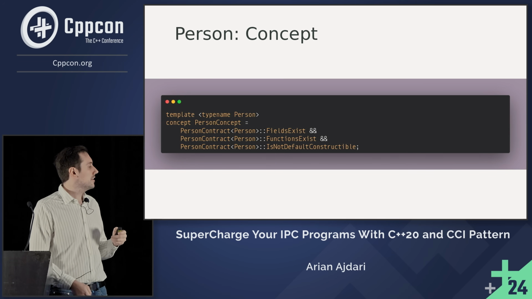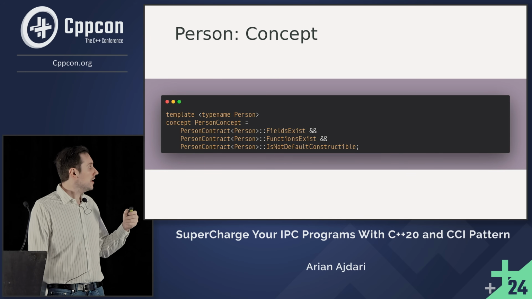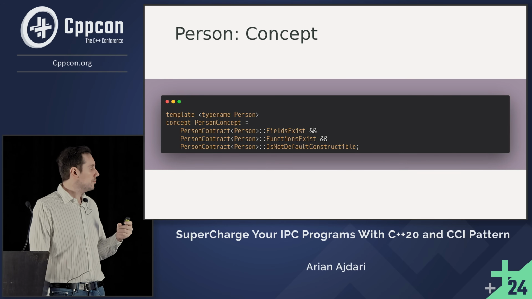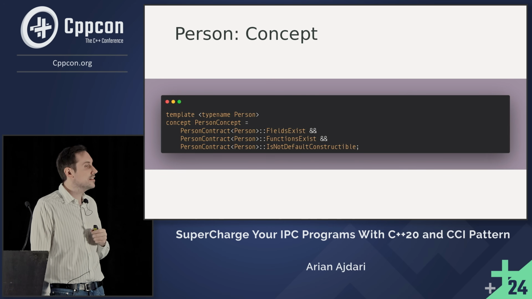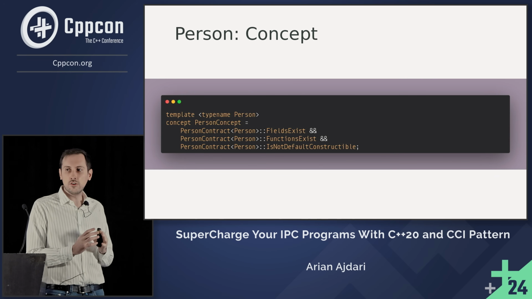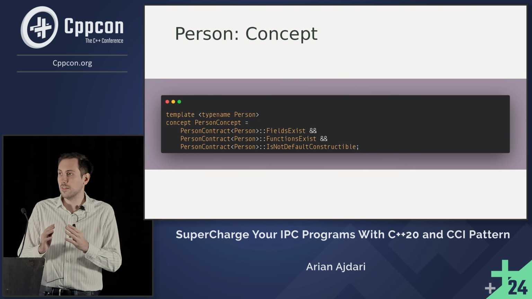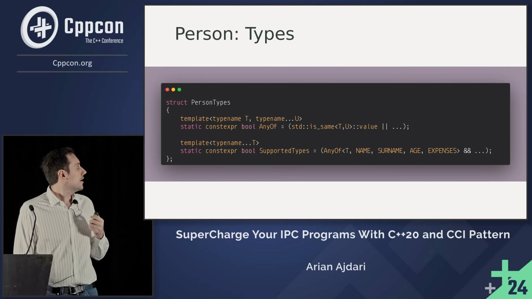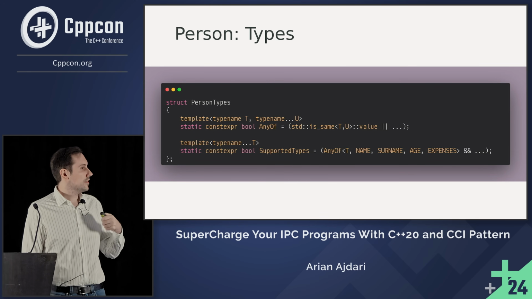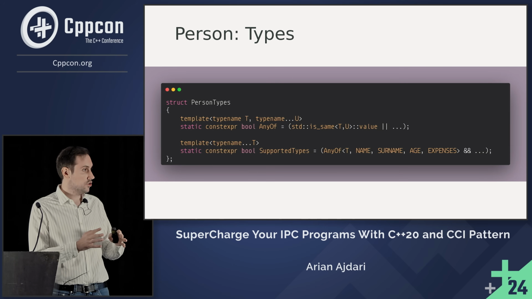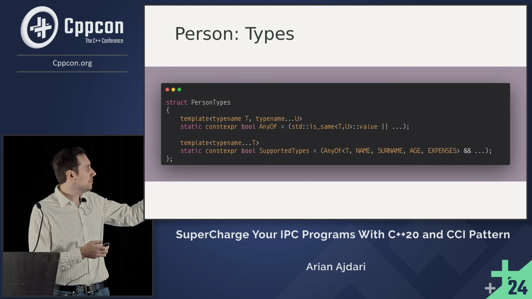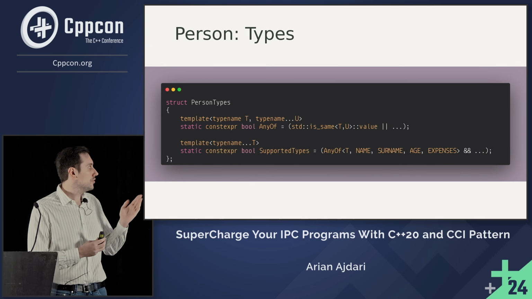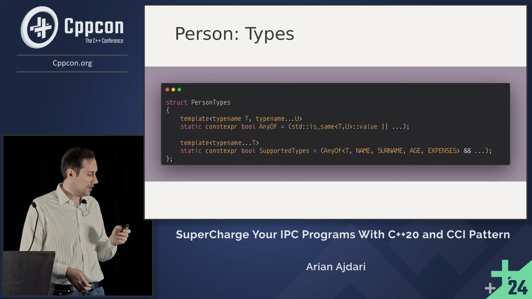Then we want to make sure that inside the person contract, when we look at the person, a particular set of functions exist. And finally, inside the person contract, which is related to person, we want to make sure that it's not default constructible. And these clauses are those clauses that have to be valid at the same time, and that's why we tie them with logical AND. Here we make sure that the types that we provide inside the person constructor are of the type name, surname, age, or expenses, similarly as we did for the DBus types. And we use those to help or facilitate any of and supported types.